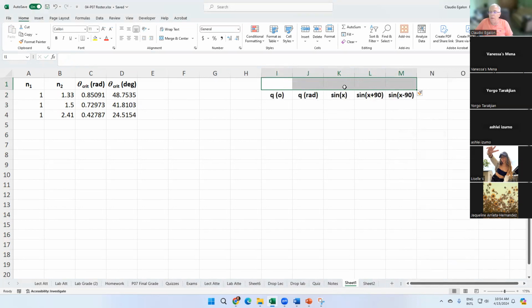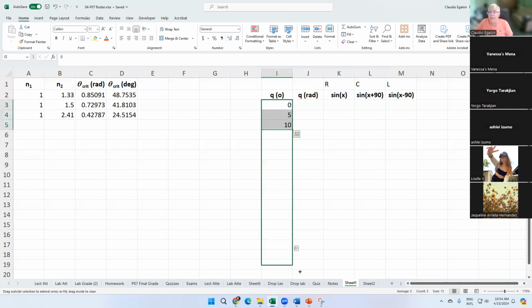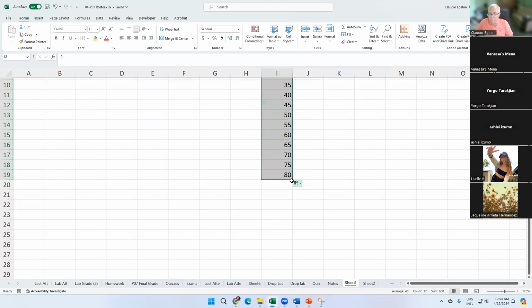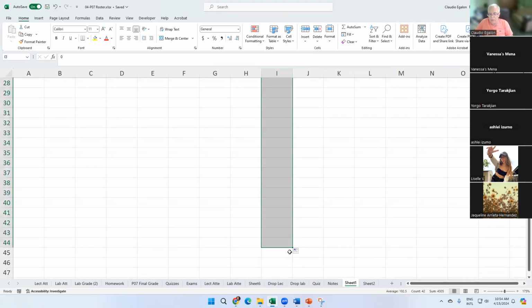So that would be for the case of a circuit with a resistor, a circuit with a capacitor, and a circuit with an inductor. And that would be the voltage of the generator as well. So here you go. Let's start at 0 degrees here, 5, 10, and I'm going to go all the way up to 360, a full cycle.